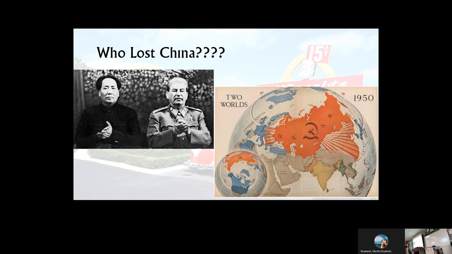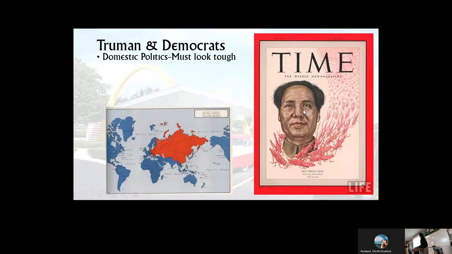But at the time, it appeared like the communists are winning everywhere. And the cry went out in the United States: who lost China? It must have been the U.S. government, a.k.a. Truman and the Democrats, who were soft on communists. And this became a big domestic political issue. No politician wanted to be accused of being soft on communism.